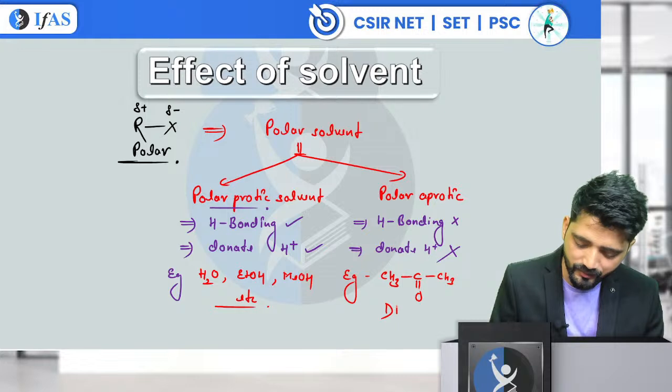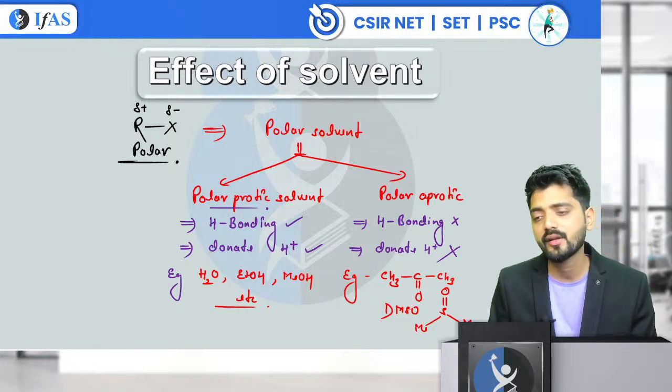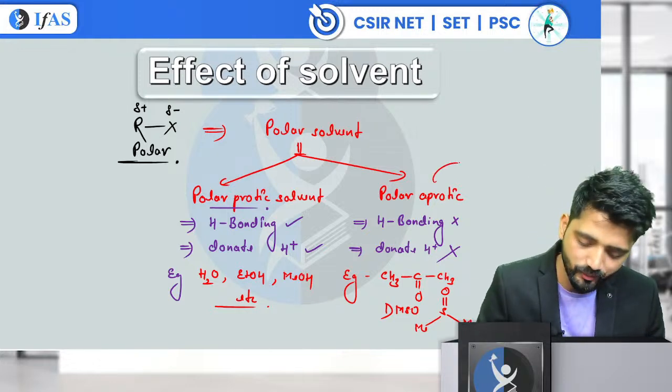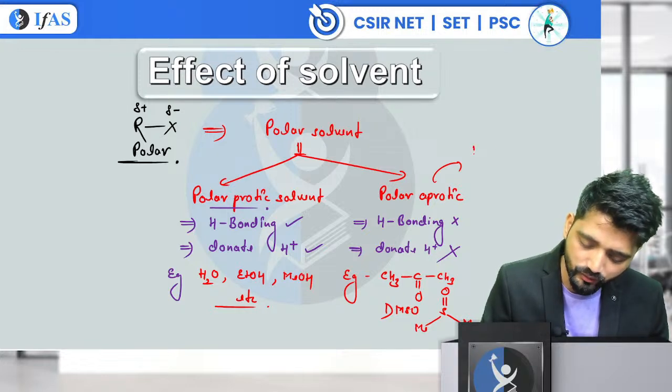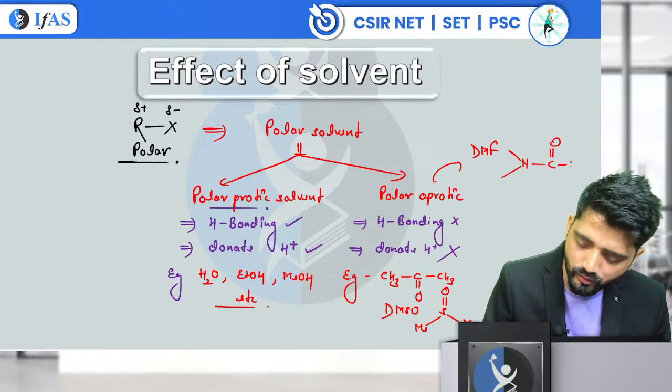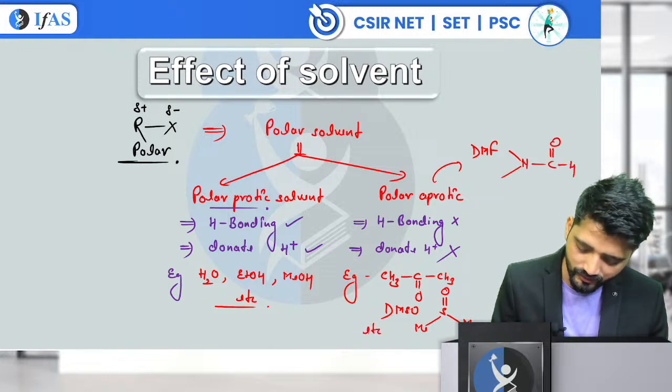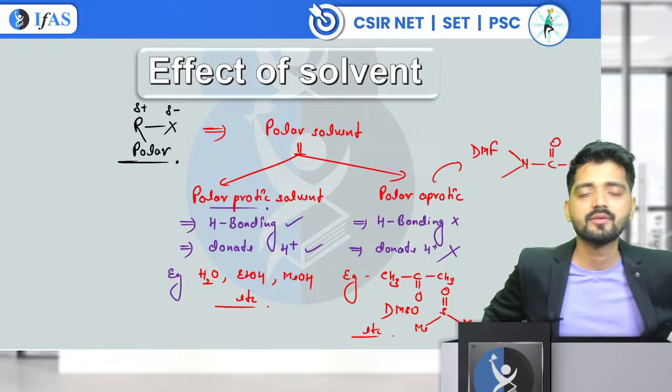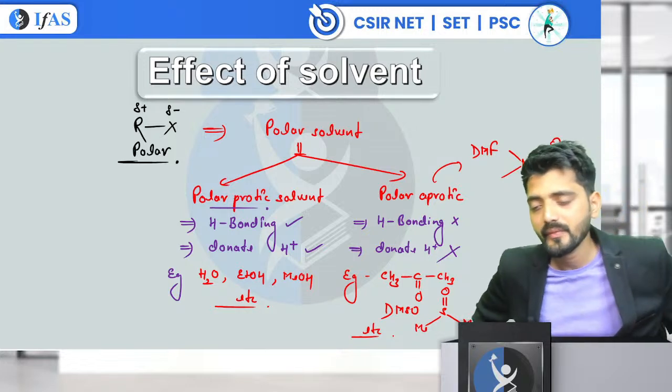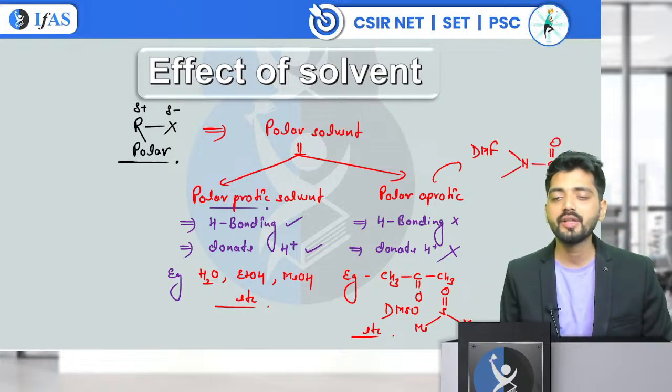Some more examples can be like DMSO. What is DMSO, sir? Dimethyl sulfoxide. This is also an example of polar aprotic solvent. If you can tell me more. Polar aprotic solvent can also be like DMF, dimethyl formamide, nitrogen, two methyls, C double bond OH, and so on. There can be many more examples for both of them. Yes, very good, Pooja. Acetone, DMF, these are all examples of polar aprotic solvent.